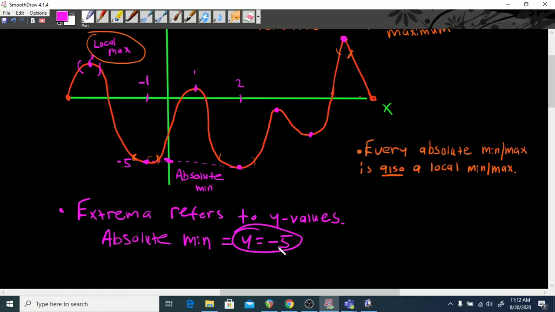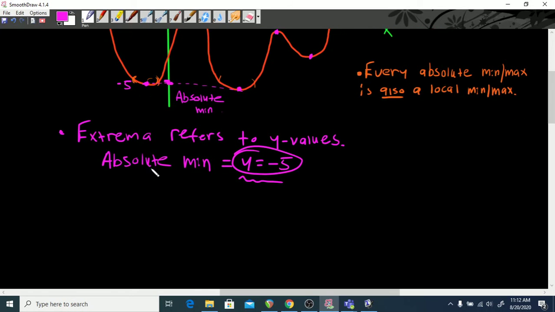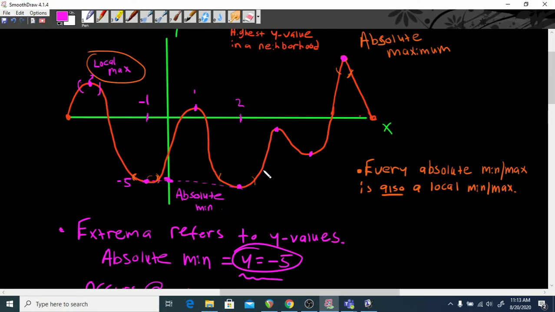Okay, now here's the thing to understand. This is the one and only absolute min. However, it occurs at two locations. It happens at two x values. Okay, it occurs at x equal -1 and x equal 2, if I remember correctly. -1 and 2.